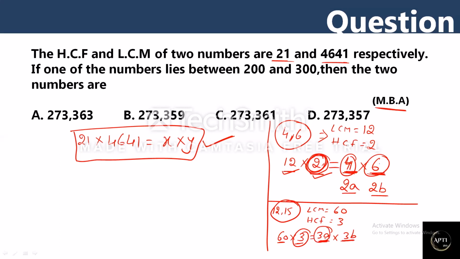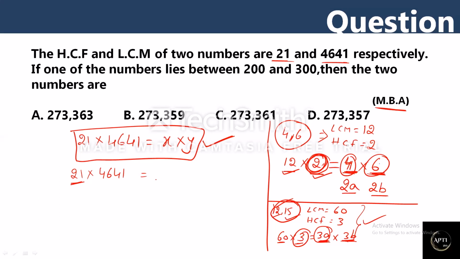And what is the a value? Here we already know it is 12, so the a value will be 4. But just ensure whether these numbers are multiples of 3 or not. Is 12 a multiple of 3, and 15 a multiple of 3? Of course yes. So the condition is satisfied. So remember this logic, and based on similar logic we are going to find it out. Now, 21 and 4641. What is the HCF here?